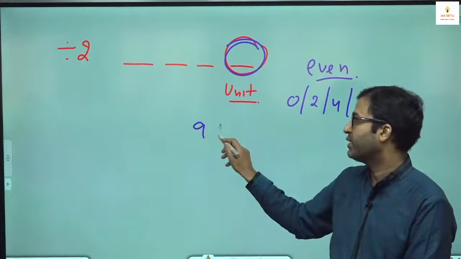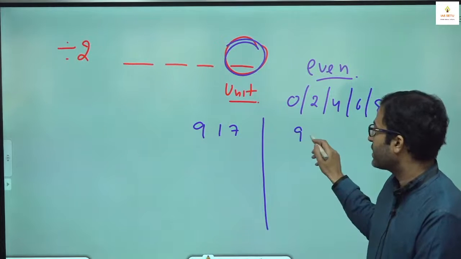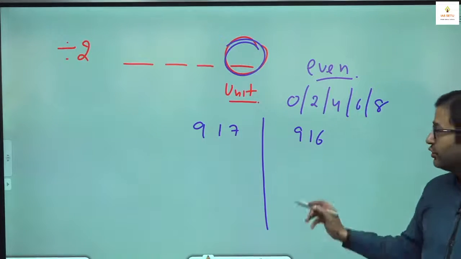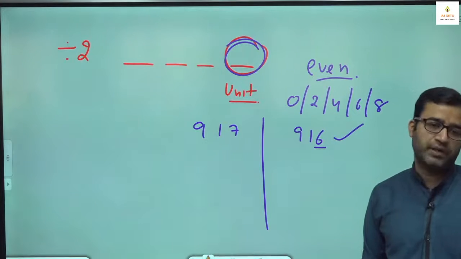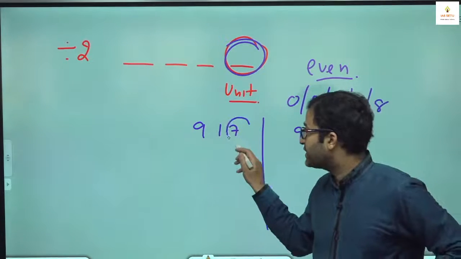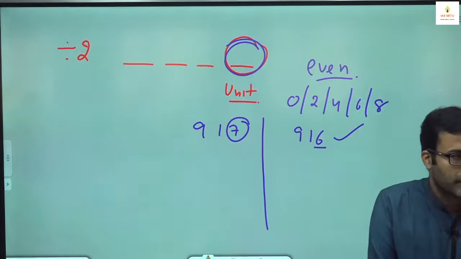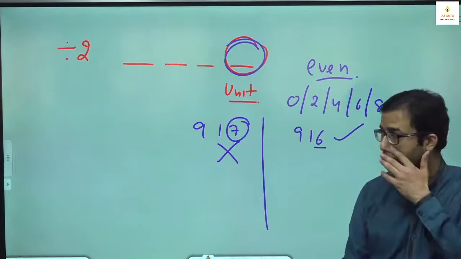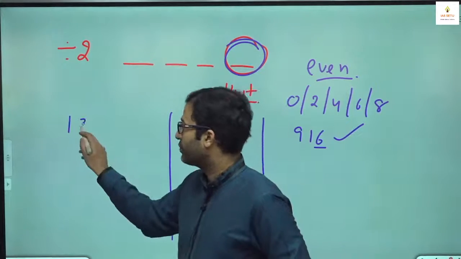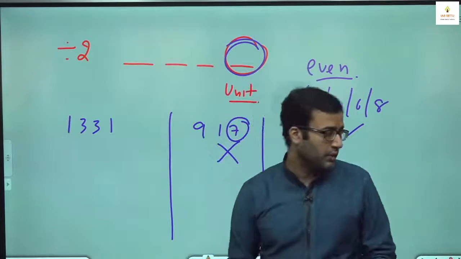If I take the example 917 and 916, we know this 6 is divisible by 2, so you can conclude this complete number is divisible by 2. Whereas this 7 is not divisible by 2, so this number is not divisible by 2. Like if I ask you 1331, if it is divisible by 2.